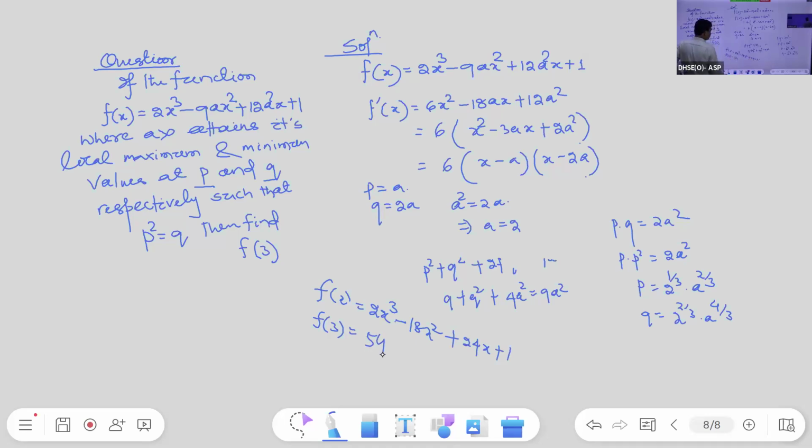54 minus 108 plus 72 plus 1. Minus 54 plus 72 plus 1, that is 19. 19 is the correct answer.